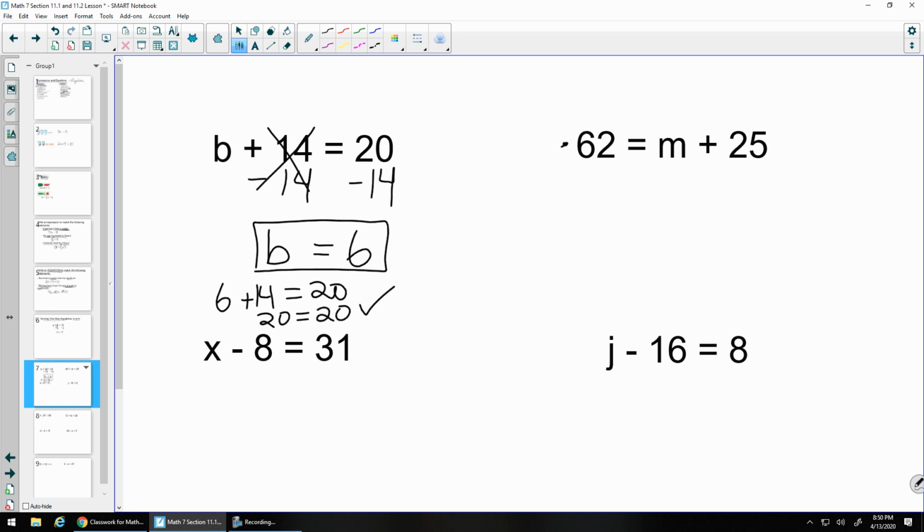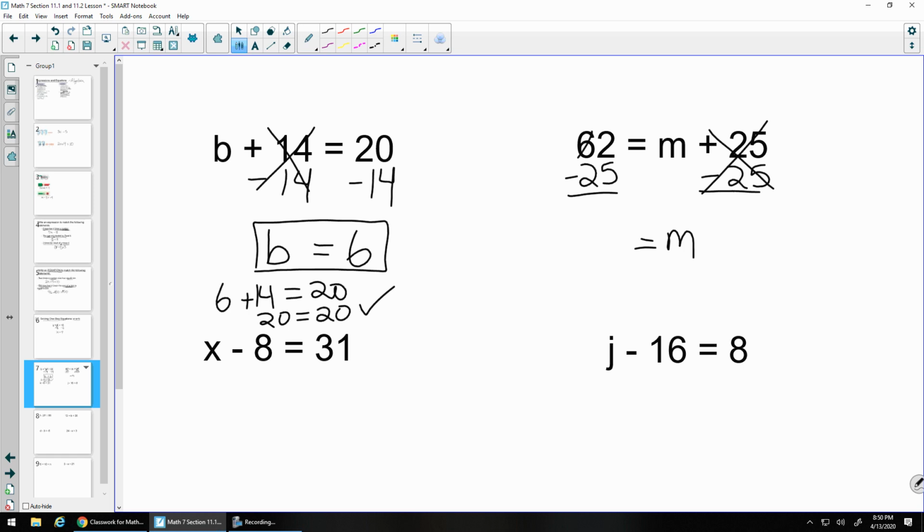Okay, working over here. So 62 is equal to m plus 25. This time the variable's on the other side. That's fine. I still want to do the opposite of what's being done to the variable. So since m is having plus 25, I'm going to subtract 25 because I want to get the m all by itself on that side. I'm going to subtract 25 on this side. So I did the same thing on both sides, minus 25 on both sides. Okay, so these become 0. I'm just left with m on that side, and m is equal to 62 minus 25.